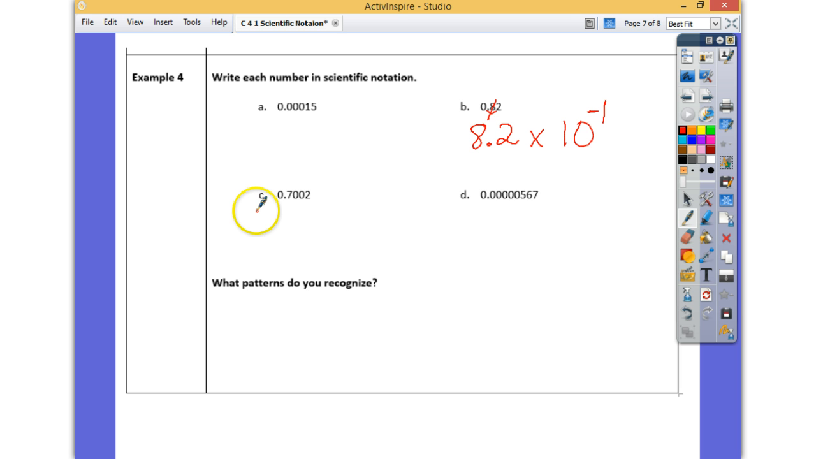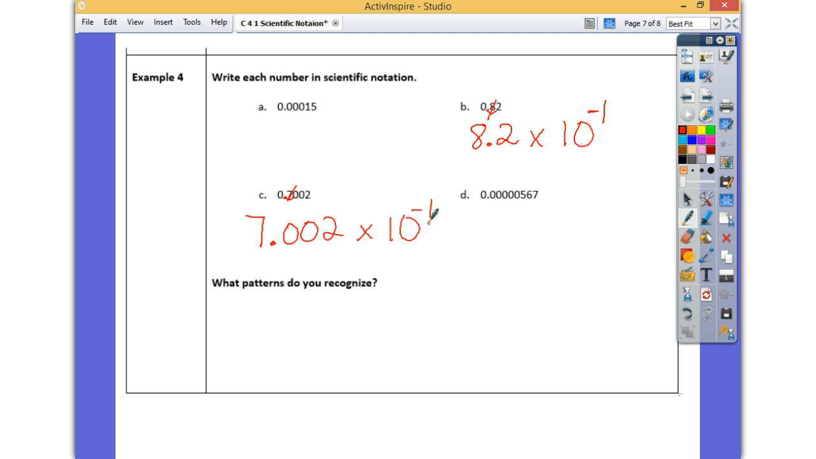All right, what do I get here? What's my number between 1 and 10 that I'm going to make? 1 over. What am I going to get? 1 over, did I hear? So 7.002, like that? Yeah. You are so correct. Times 10 to the negative 1. We only had to move that one once as well.